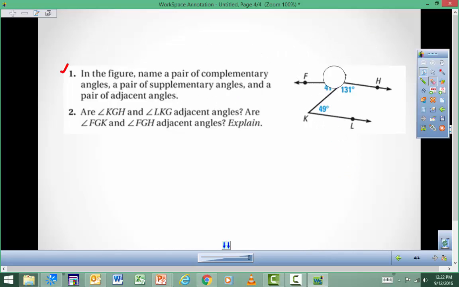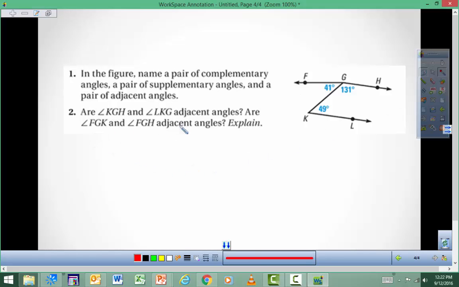And you might take a moment and try to answer these on your own here. So it might be wise to pause the video. So the question is, are angles KGH, that's this angle right here, okay, and LKG is this angle down here, okay, are they adjacent? Okay, well, does anyone have an idea? Are they adjacent?